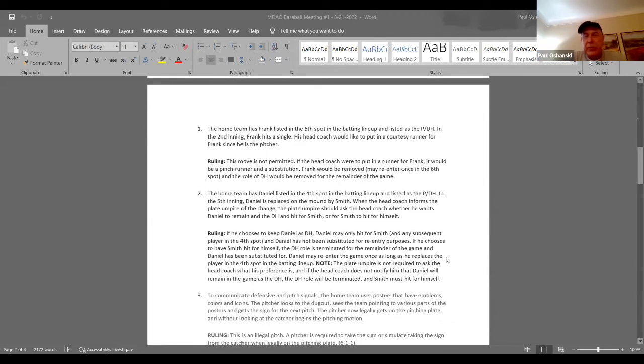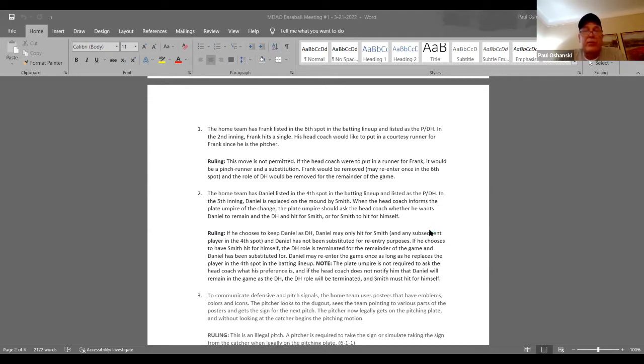Here we go. The home team has Frank listed in the 6th spot in the batting lineup and listed as player DH or pitcher DH. In the second inning, Frank hits a single. His head coach would like to put in a courtesy runner for Frank since he is the pitcher. So since he's a pitcher DH, you cannot courtesy run for them. So the ruling is this move is not permitted.